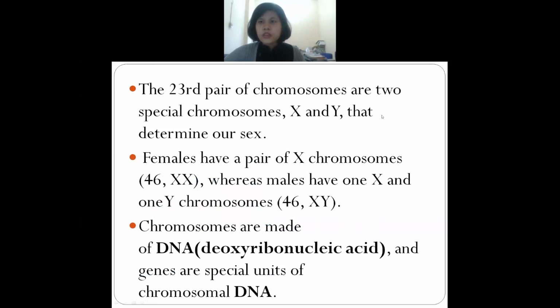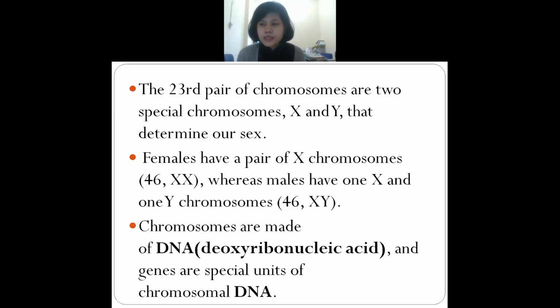And we have about what? 23 pairs of chromosomes. In total, we have 46. And we have some special ones, that is X and Y. And X and Y, they determine what? X and Y determine the sex, whether it is male or female.